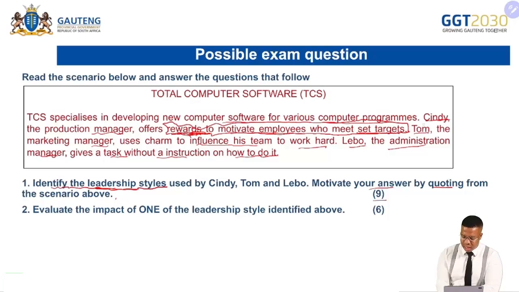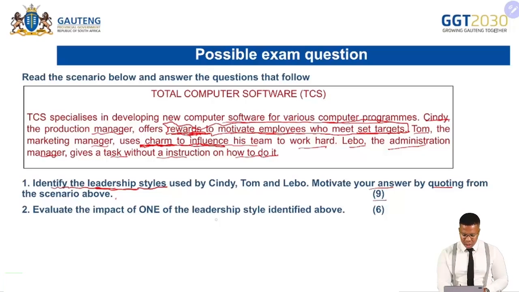So that is one. And then looking into Tom, the keyword there is that Tom uses charm to influence. A leadership style that talks about charming employees to be productive, to achieve the goals of the business, should be considered charismatic. So what is key is for you to know the keywords, to know which leadership style stands for what. When we're talking about charm, that stands for charismatic. When we're talking about reward and punishment, that stands for transactional, because it talks to a transactional leader. And then when we are looking at a leader who gives a task without informing employees on how to complete that task, we are looking at laissez-faire, free rein, allowing employees to be free when they are completing their task. So that is that.